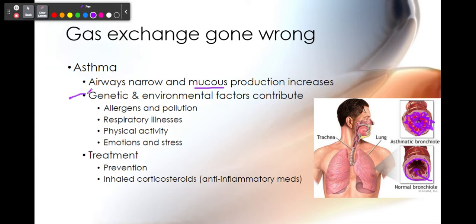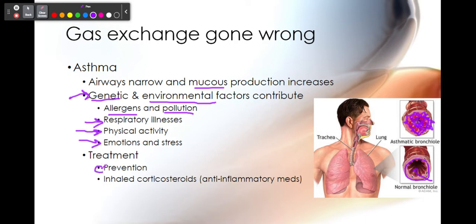Lots of things can lead to asthma. Some of us just have those genes that make us more prone to asthma. And there are some environmental things that can trigger those attacks: allergies, pollution, sometimes having some other respiratory illness. If you've got the flu or RSV, that could lead to asthma attacks. If we're breathing quickly because of physical activity or adrenaline, or emotions and stress are getting to us, these can all lead to asthma attacks.